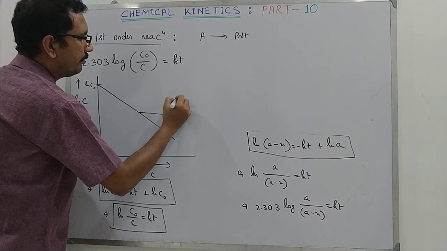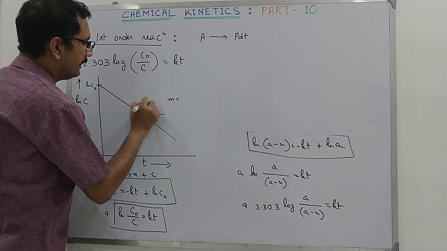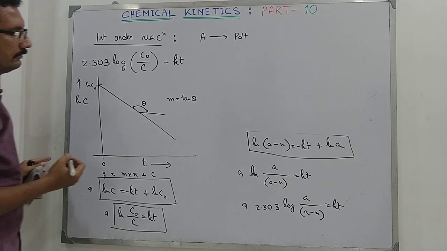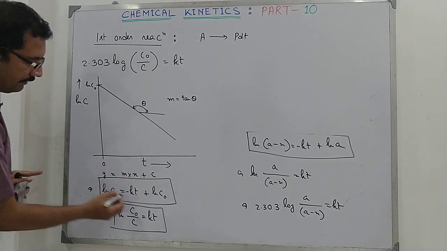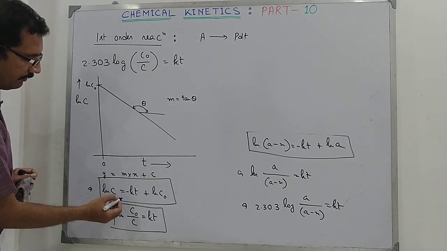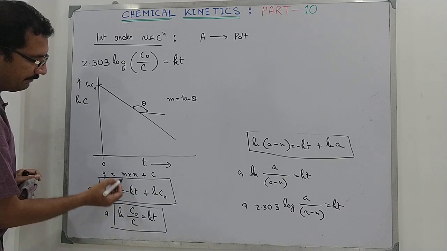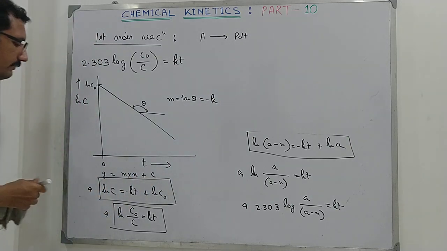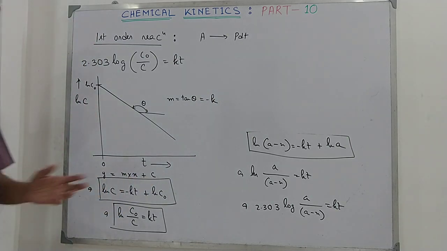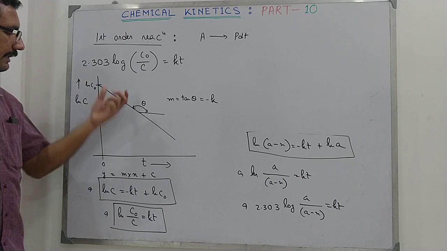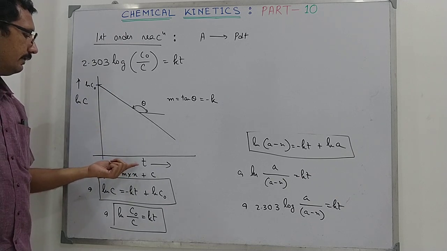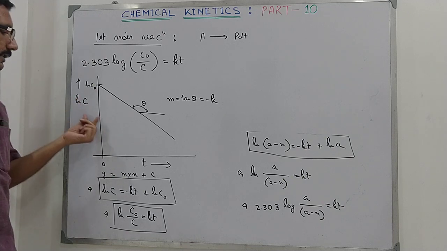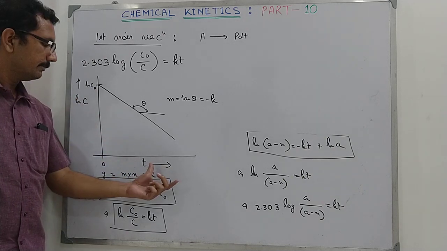Now the slope is given by, we measure the angle theta here, slope is given by tan of theta, and upon correlating we have this slope to be minus k. Now if after experiment you get data points of time versus concentration, then you take the log natural of the concentration and plot it over time.